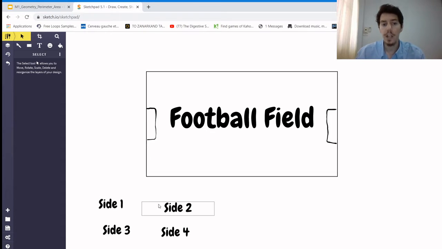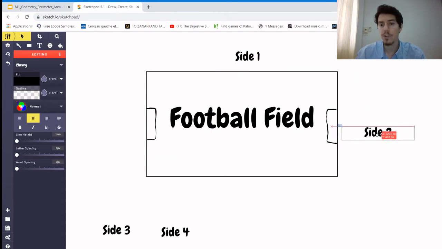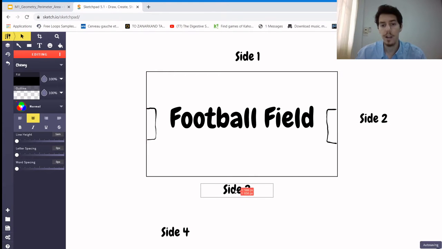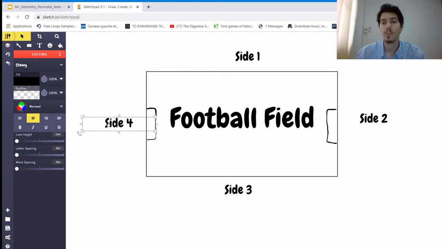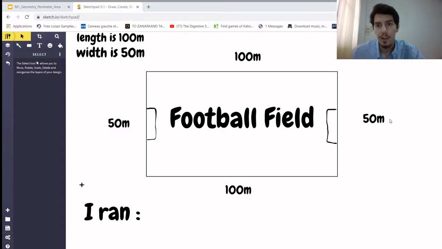This rectangle has four sides. So we can say this is side number 1, side number 2, side number 3, and side number 4. Now, let's imagine you want to run around the football field. What would you do? To make it easier to understand, I put some numbers on the sides. Remember, the length is how long the shape is, so here the length is the long side.